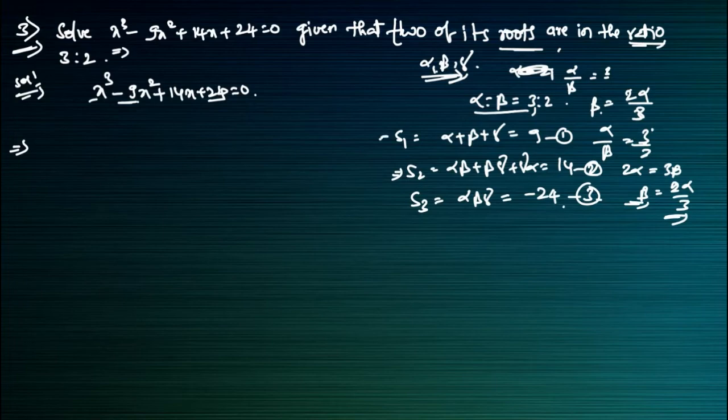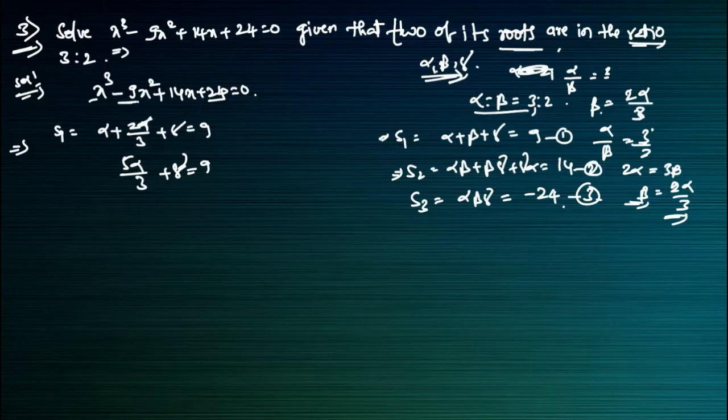I will substitute in this first equation, s1. s1 is equal to alpha plus beta plus gamma, which is alpha plus 2 alpha divided by 3 plus gamma, is equal to 9. So here, 3 times alpha plus 2 alpha gives 5 alpha divided by 3, plus gamma is equal to 9 here.